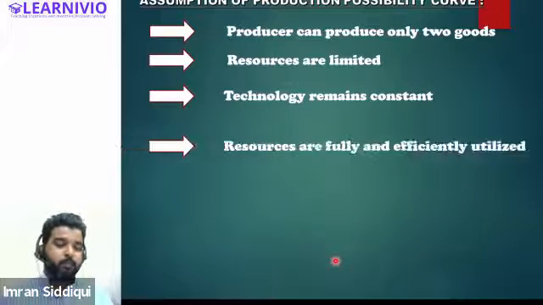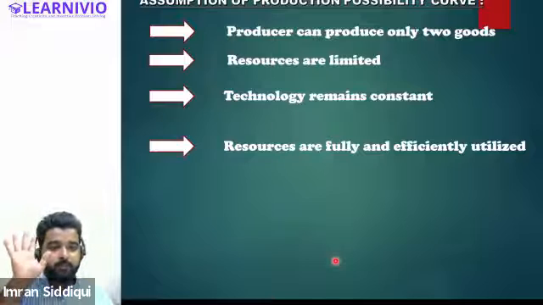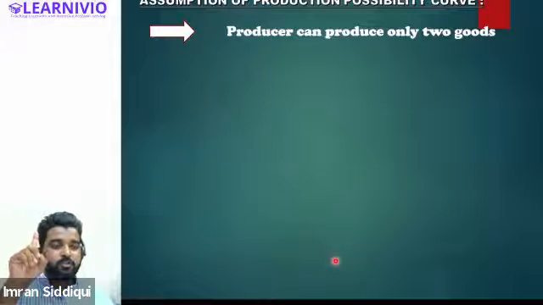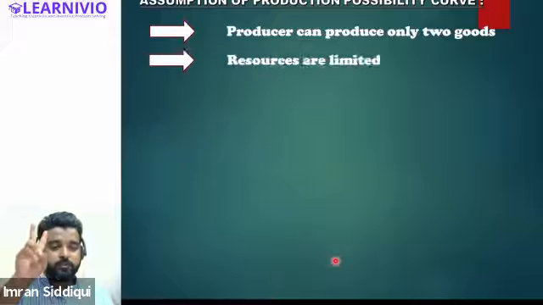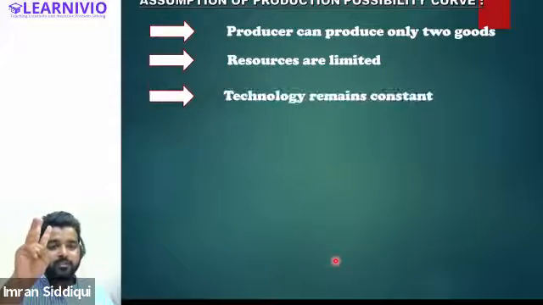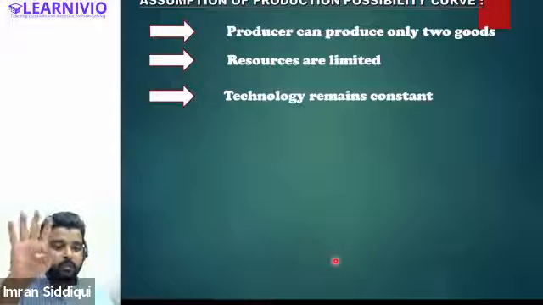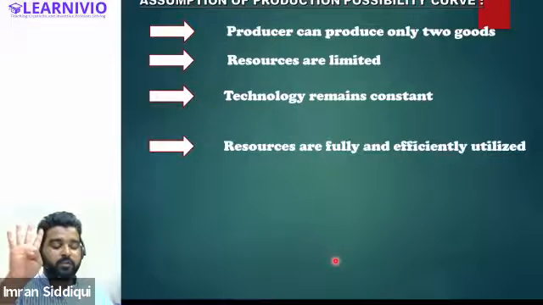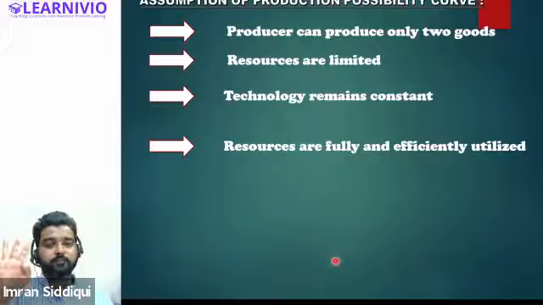Now, the fourth assumption. There are 5 assumptions. Number 1, the first was the producer can produce only 2 goods. Second was resources are assumed to be limited. Number 3, technology is assumed to be constant. Number 4, resources are fully and efficiently utilized.